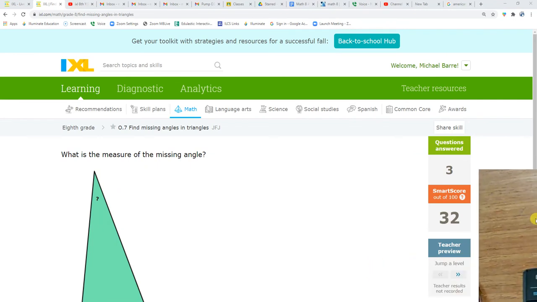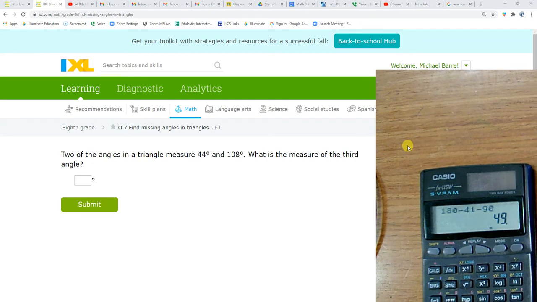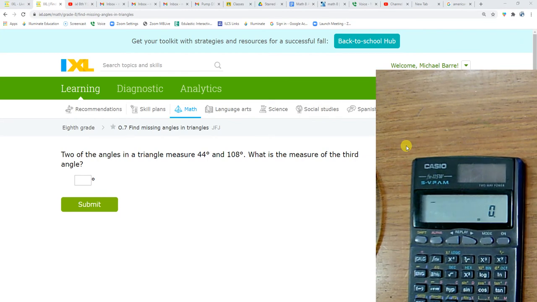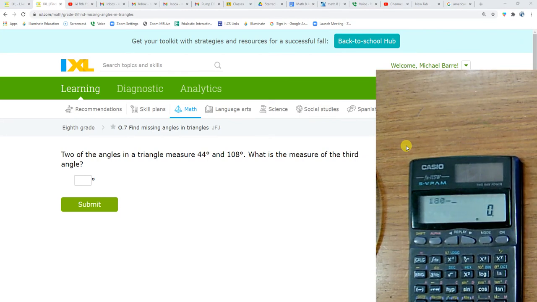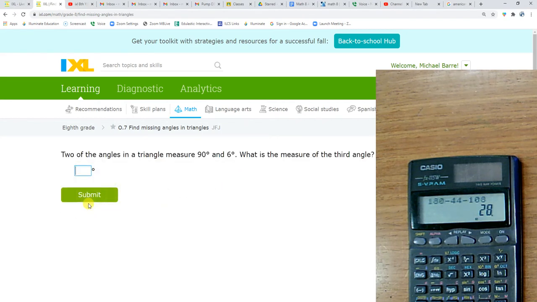Let's jump a level. Let's see, how do they, okay. Now the difference is they're not giving me a picture, they're just giving me the numbers. So I'll do 180, subtract out the two angles I have. Takes me to a 28. Then 180, subtract out the two angles I have, 84.